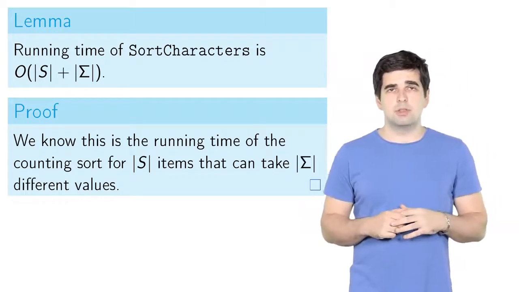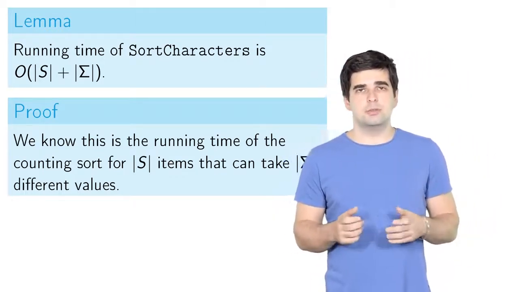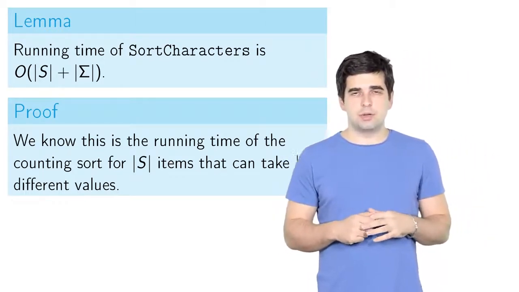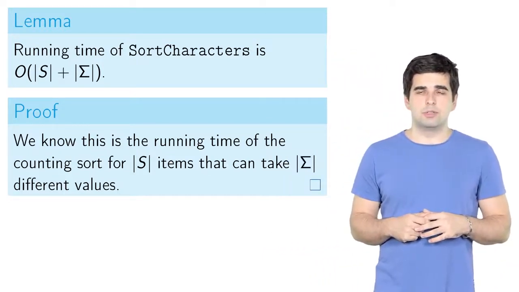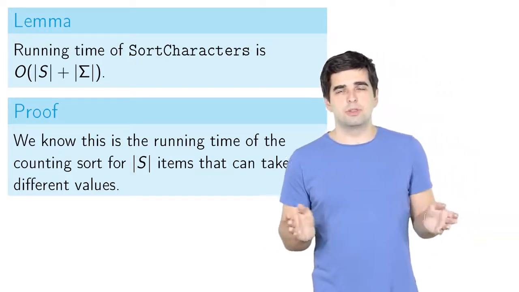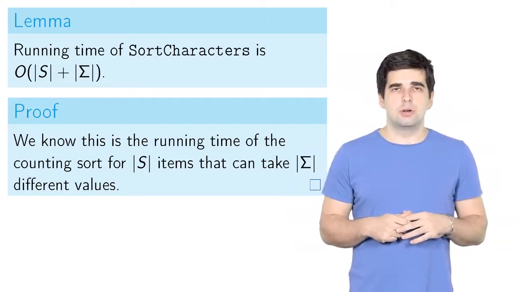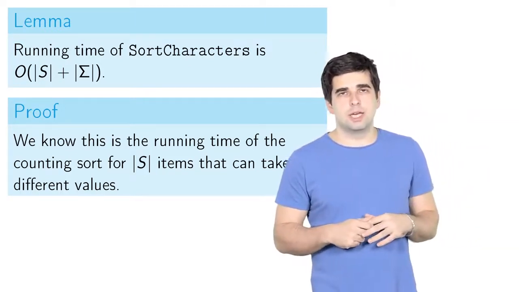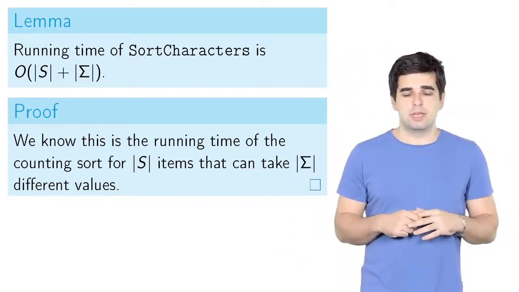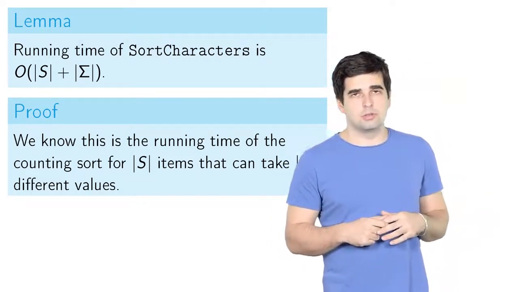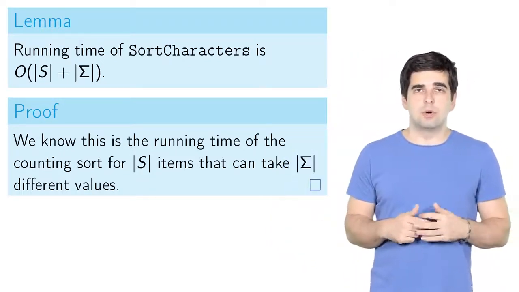But sometimes the alphabet can be very, very big, such as Unicode. And in this case, counting sort might not be appropriate. If your string, for example, has only 1000 characters, but those are all Unicode and the alphabet size is a few million characters, then maybe you could sort the characters of the string in a more efficient way.